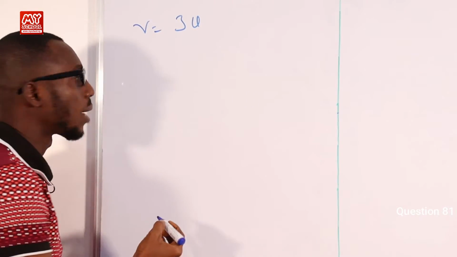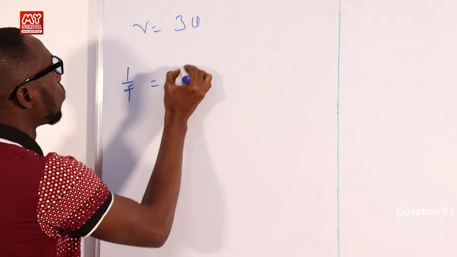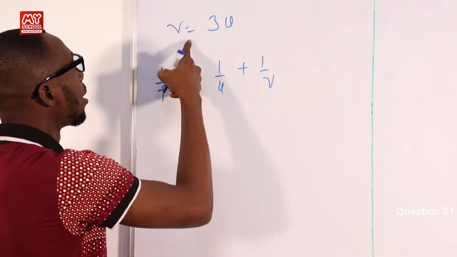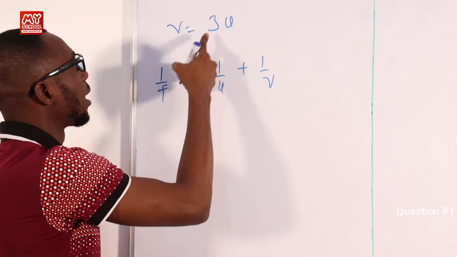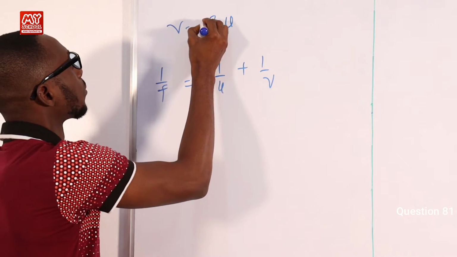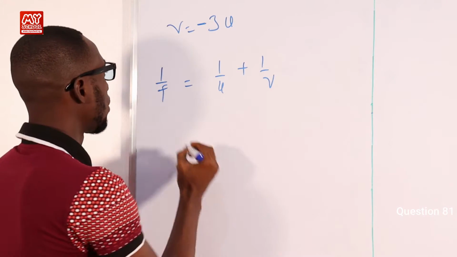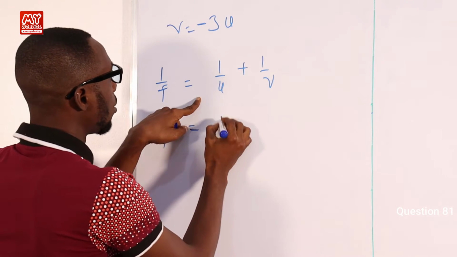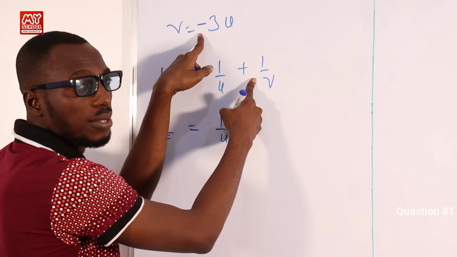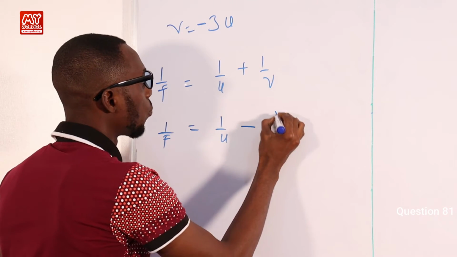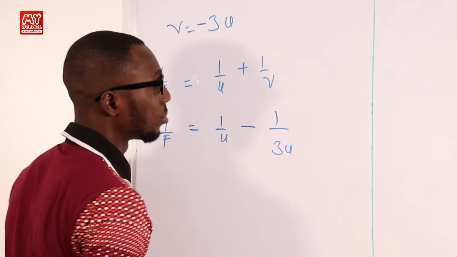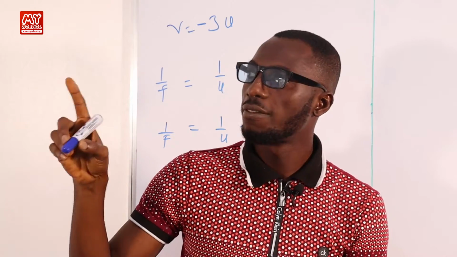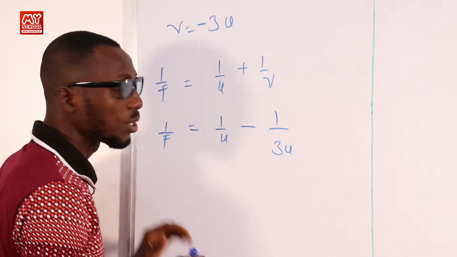So let's use our formula. 1 over F equals 1 over U plus 1 over V. Since this is a convex lens, it's going to have a negative value. So that implies 1 over F equals 1 over U, this minus alters the sign, that is minus 1 over 3U, isn't it? We are told in the question that the focal length is 15, so I would switch this to 15.